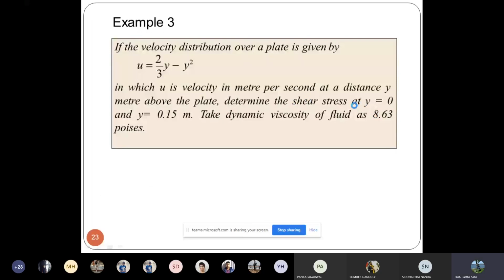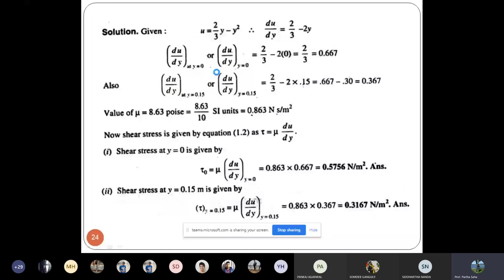So you calculate du/dy at y equal to 0 by just putting the value of y as 0, you get 0.667. Similarly for y equal to 0.15 you calculate the value 0.367. The viscosity is given as 8.63 poise. In SI unit, as I said, 1 Newton second per meter square equals 10 poise. So just divide by 10 and you get 0.863 Newton second per meter square.